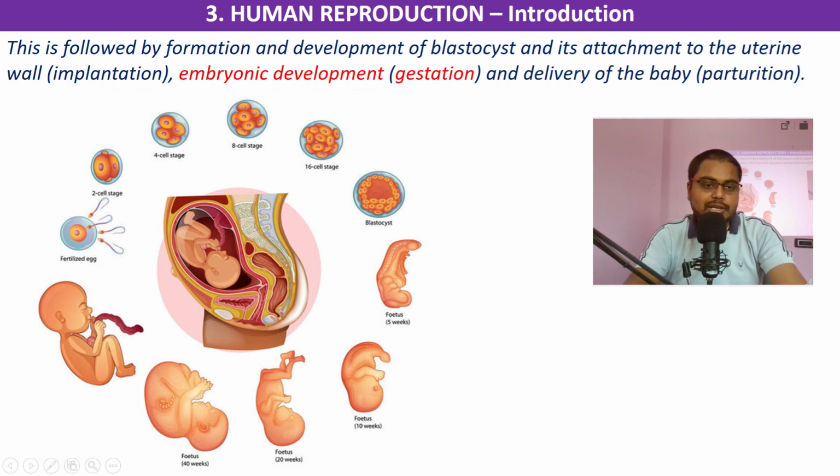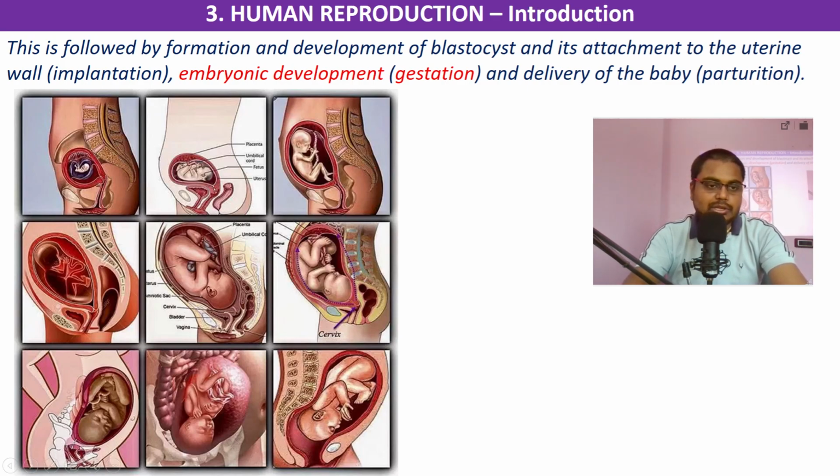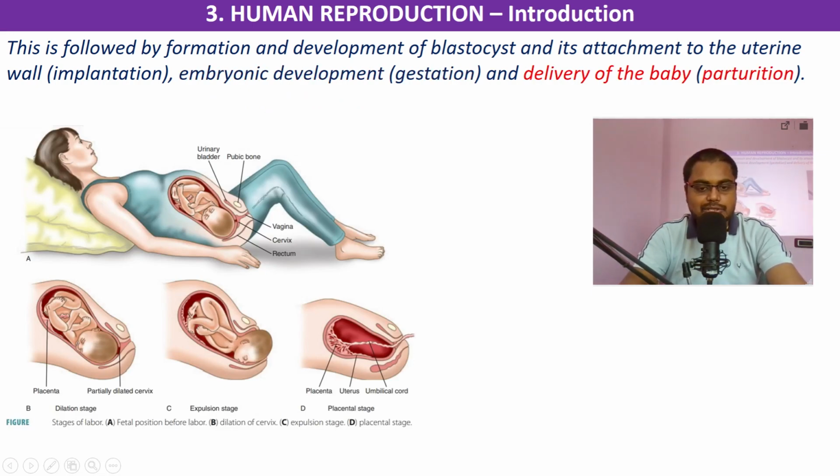ठीक है, तो ये फर्टिलाइज है, 2 cells, 4 cells, 8 cells, 16 cell stage, blastocyst. अब fetus, 5 weeks, 10 weeks, और फिर जो है, so this entire development of the embryo after implantation is known as the embryonic development, which is gestation. And then at the end there is parturition, which is the delivery of the baby. ठीक है, तो ये देखिए बेबी धीरे धीरे ग्रो कर रहा है, this is gestation period, and then there is this baby which comes out of the womb of the mother, that is delivery.